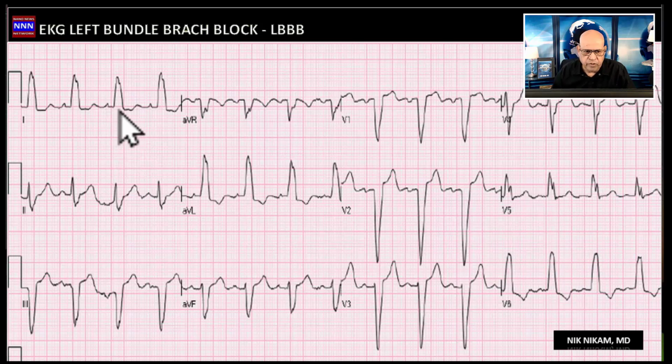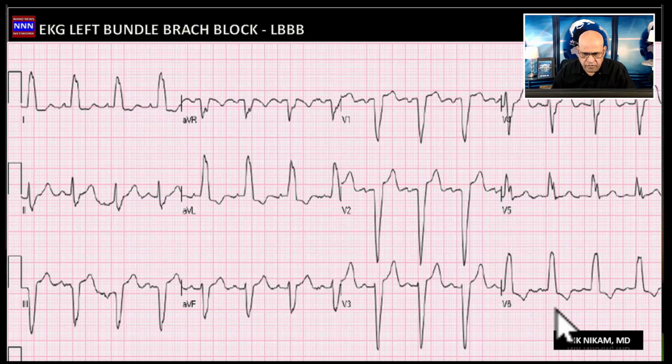QRS complex is wide. It can range anywhere from 110 to 140 milliseconds, and in patients with advanced structural heart disease, it could be up to 160 milliseconds. So the first criterion is widening of the QRS complex in 1, aVL, V5 to V6. The second criterion is notching of the peak of the R wave. So let's keep that in mind.